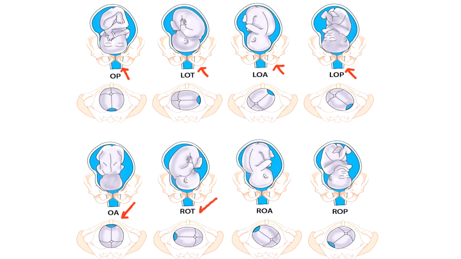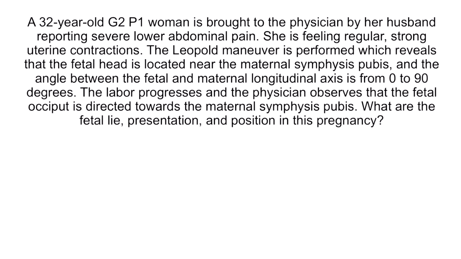The right occiput transverse position is characterized by the fetal occiput directed towards the right ilium of the maternal pelvis. In the right occiput anterior position, the fetal occiput is directed to the right anterior part of the maternal pelvis, and in the right occiput posterior position, the fetal occiput is directed to the right posterior part of the maternal pelvis.